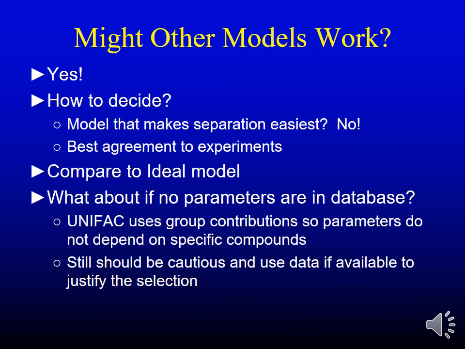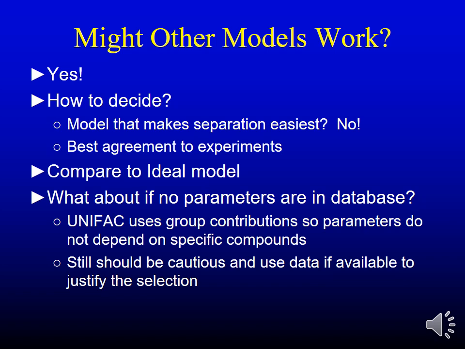Now, from our initial selection process, we actually had more than one possibility for what thermodynamic model to use. Is it possible that others might work? In brief, the answer is yes. I mean, the Wilson model might match the data equally well or approximately equally well. So how do we decide which model to use?